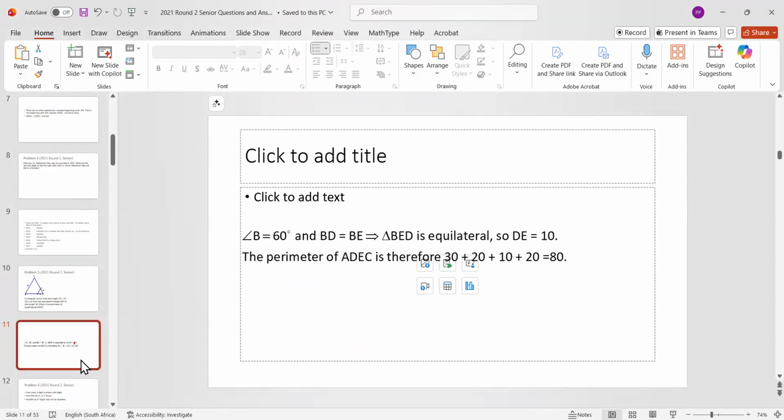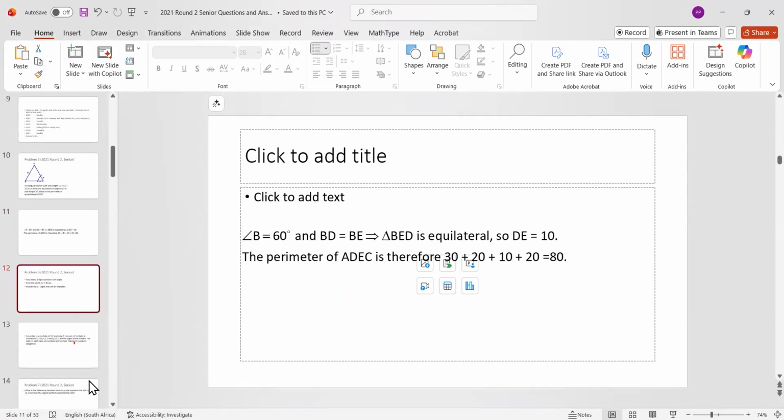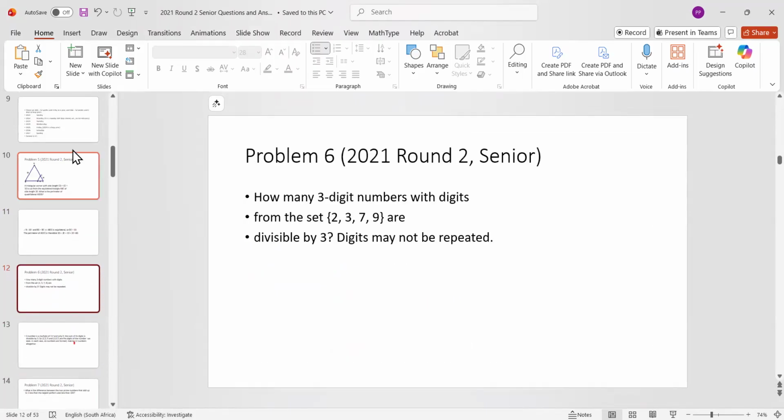Okay, so as you can see, the answer is 80. Let's go on to problem number 6. How many 3-digit numbers with the digits 2, 3, 7, and 9 are divisible by 3? So you have to pick 3 digits from 2, 3, 7, and 9, and you just take 3 digits, but they must be divisible by 3.